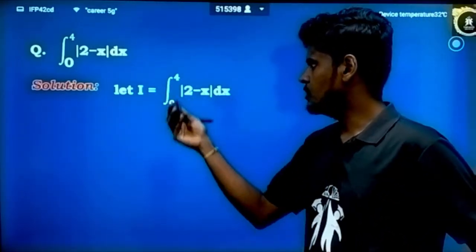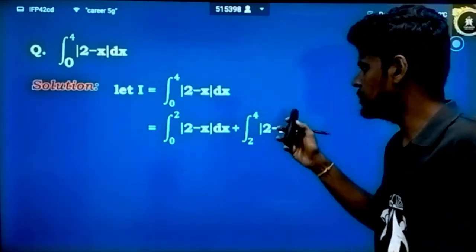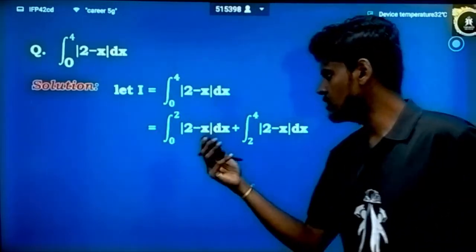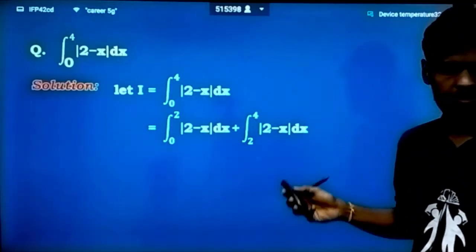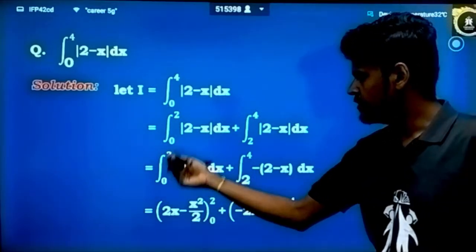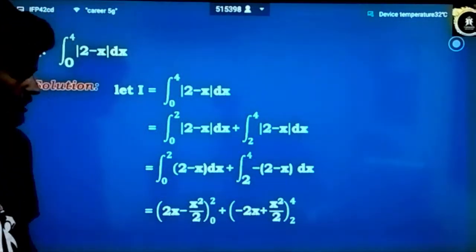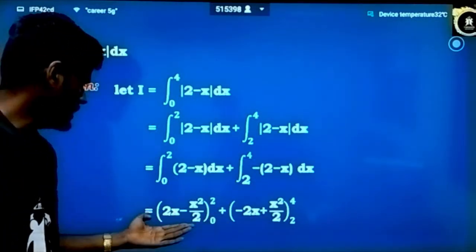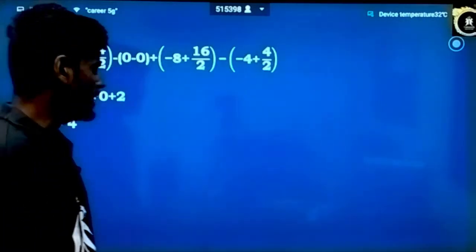Now let I be equal to this value. Then the first step is to identify the function nature and split into two integrals. That is between 0 to 2 plus between 2 to 4 of mod 2 minus x dx. Now this mod 2 minus x is as it is between 0 to 2, and it changes its sign between 2 to 4. So after integration, this is our result. Now apply the limits. Easy. So the final answer is 4.